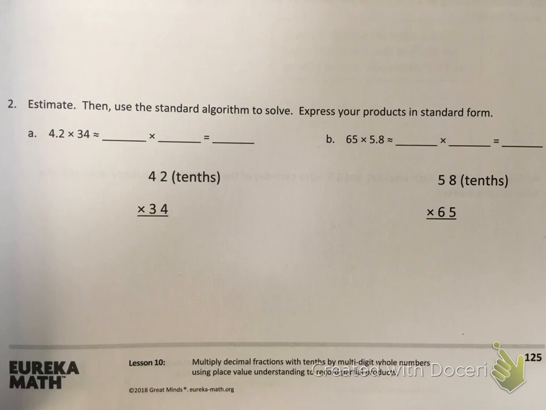Now on question number 2, it says estimate, then use the standard algorithm to solve. Express your products in standard form. Again, we're looking for standard form using standard algorithm, and we're estimating. So our first part of the problem for A and B is to estimate 4 2/10 times 34. 4 2/10, again, that is going to be 4. Our largest place value is in the ones place. 34 will round to 30 because our largest place value is in the tens place. And then 4 times 3 is 12. And we're going to add that 0 back on, get 120.